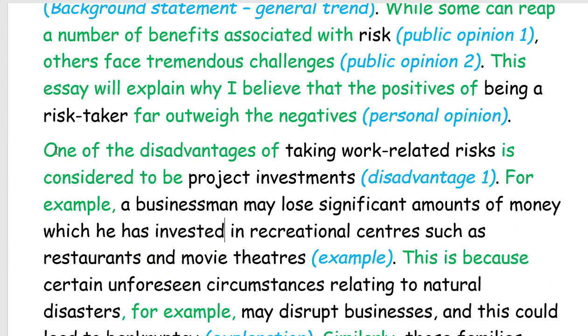And you can start your sentence with one of the disadvantages of. Pay close attention to the different article. One of the disadvantages of. You can't write just one of disadvantages. One of the disadvantages of. Okay, and here is considered to be. When you use this phrase, is considered to be, that basically means that's what other people think. Okay, that's not my personal opinion, it's a public opinion. And here you need to pinpoint the exact disadvantage, and in this case it's project investments.